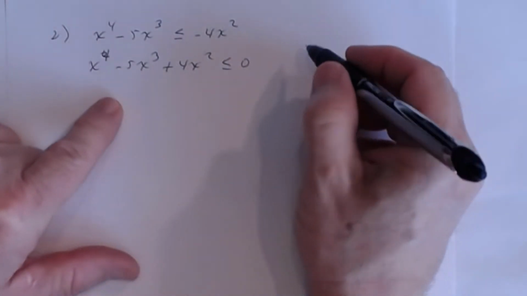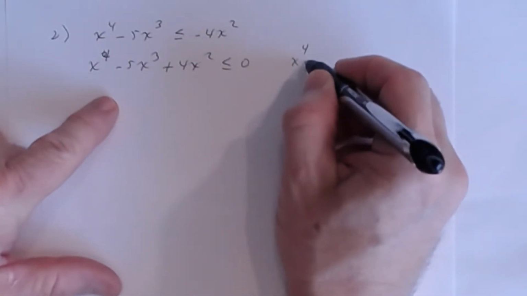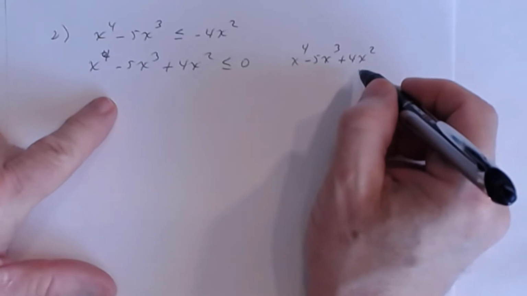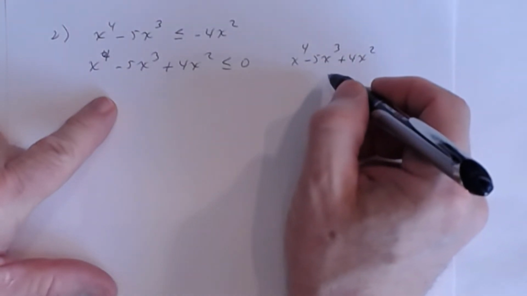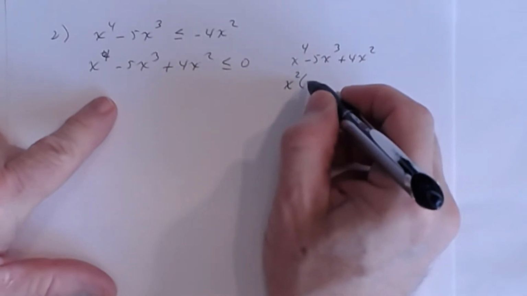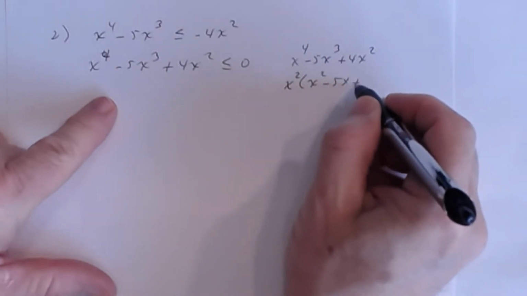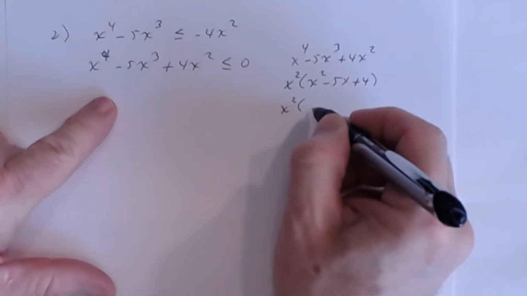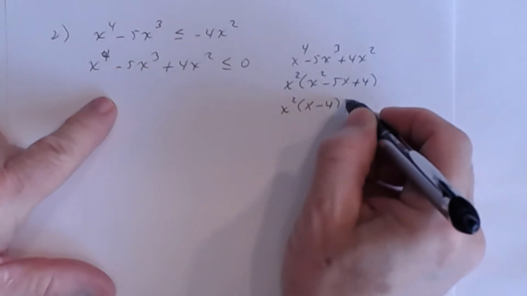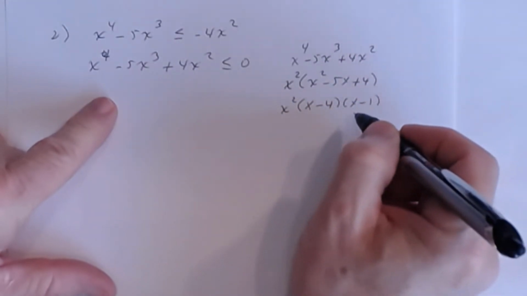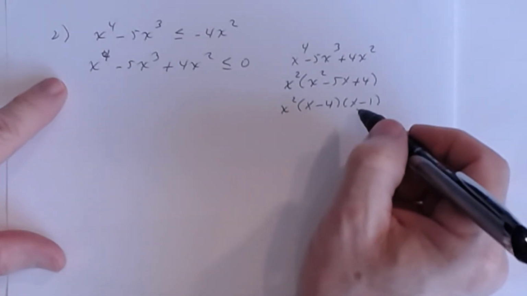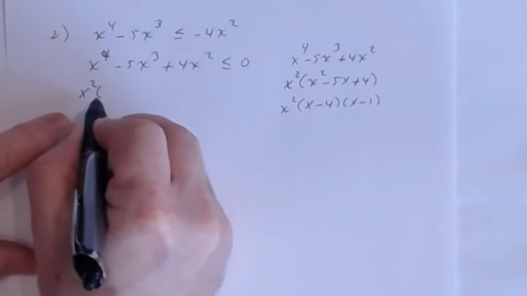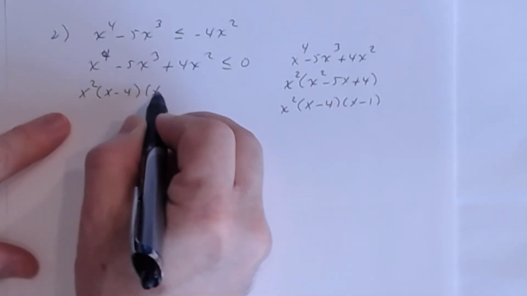All right, so let's go ahead and factor this. I'm going to rewrite this on the side: x to the 4th minus 5x cubed plus 4x squared. I can factor out an x squared here. That's my GCF, x squared. So when I factor out an x squared, I get x squared times x squared minus 5x plus 4. And now I can factor this trinomial further. I get x squared times x minus 4 times x minus 1. So this polynomial can be factored using these factors. I have two factors of x, a factor of x minus 4, and a factor of x minus 1.